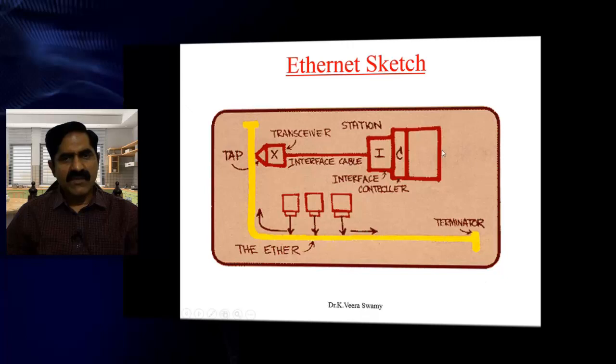If you see the overall idea, you have to install a cable. After that you have to select the number of nodes. From each node you have to take a tap so that we are communicating through the cable. So this is the basic idea of Ethernet.